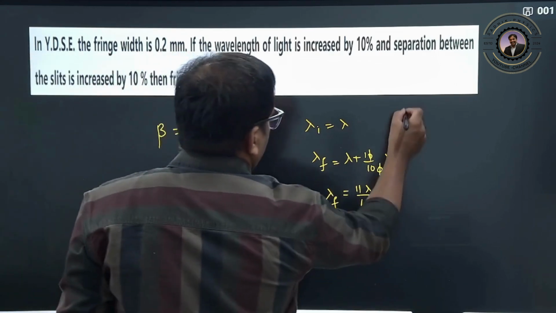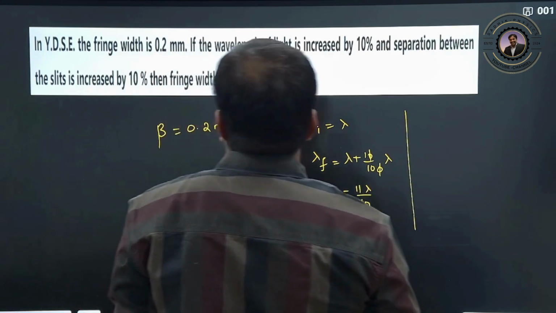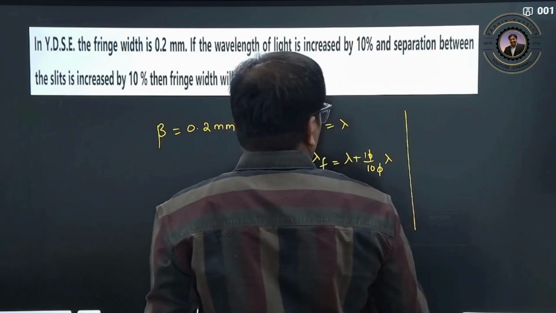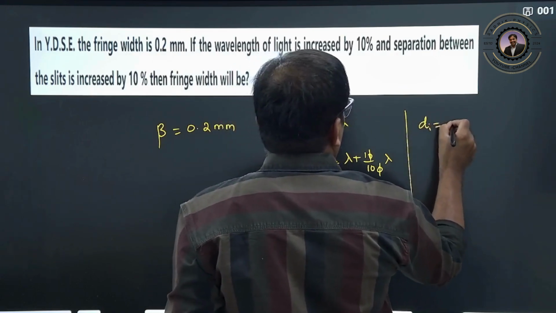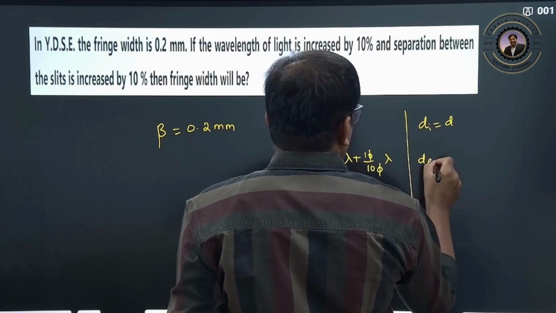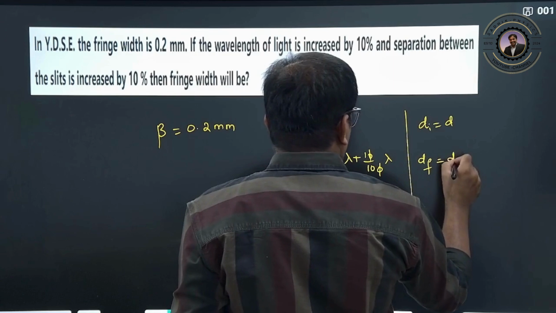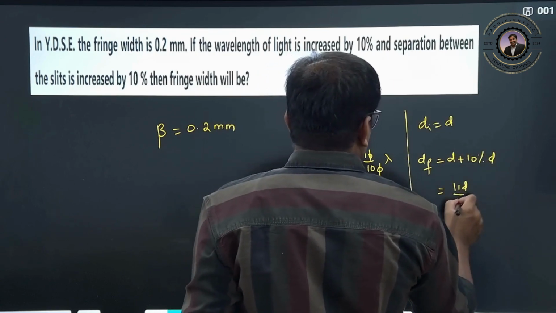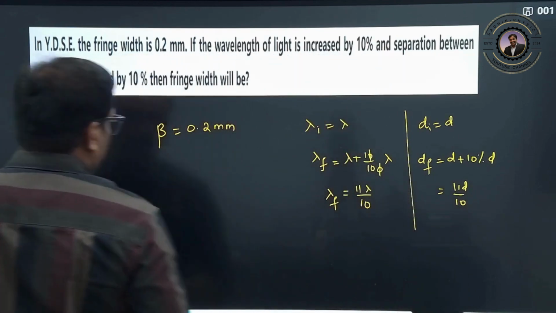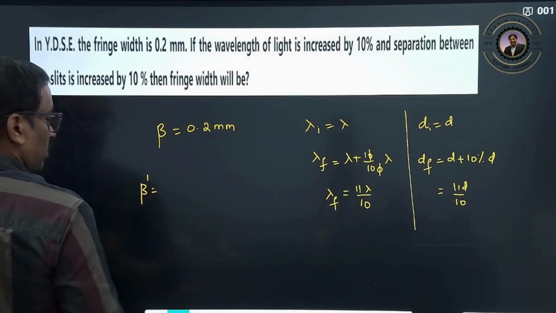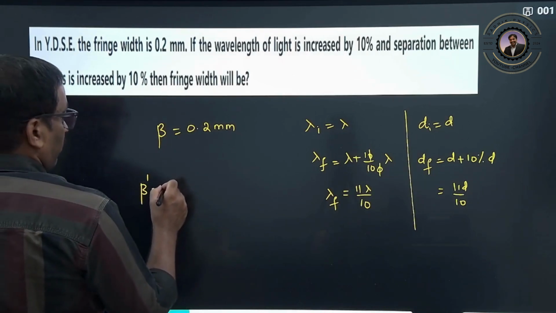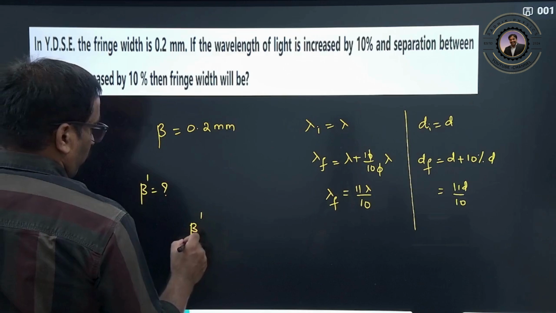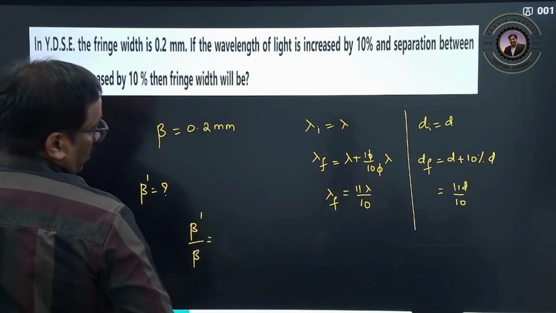Next, what is given? The separation between the slits is d. So the initial distance is d, and the final distance is d plus 10% of d, that is nothing but 11 d by 10. Clear? So the new fringe width will be how much? Therefore, what is the formula? The new fringe width by the old fringe width.